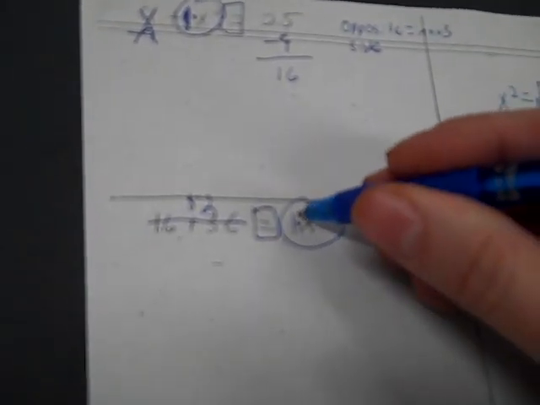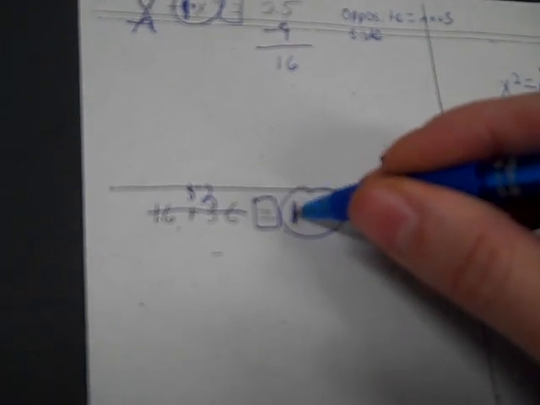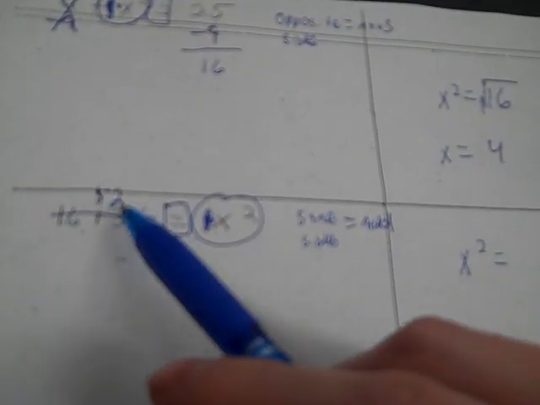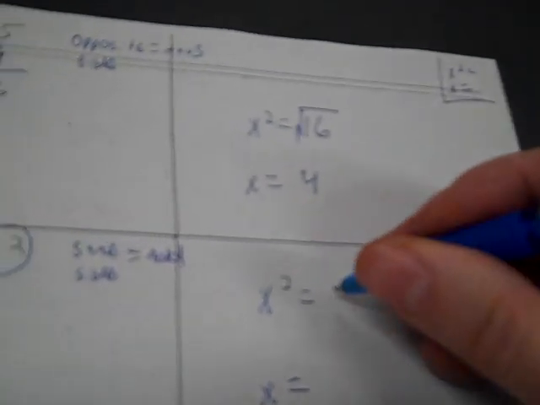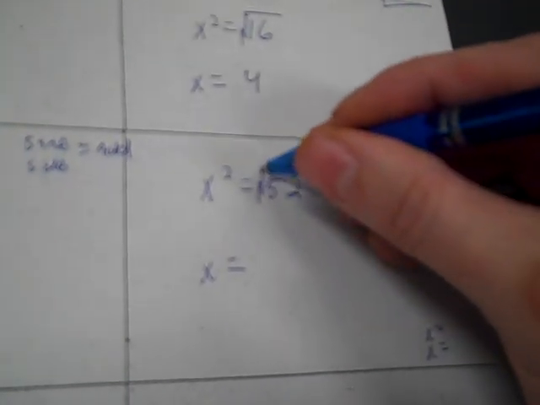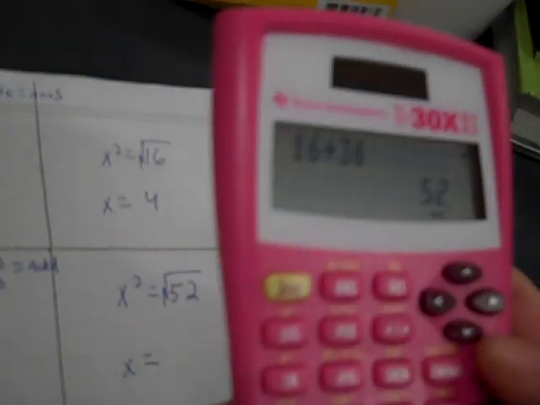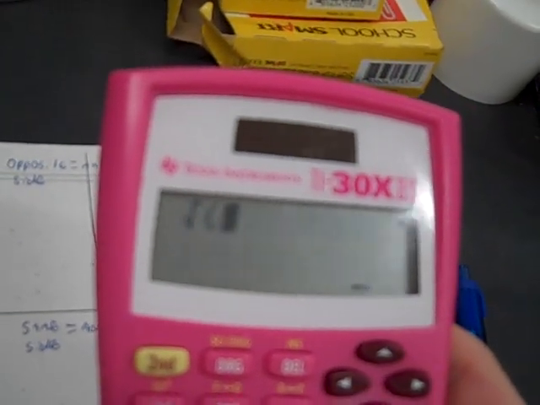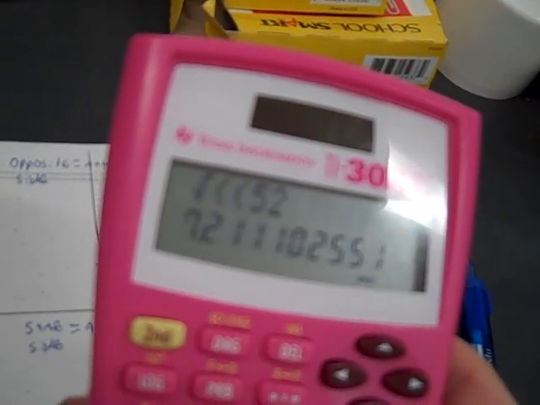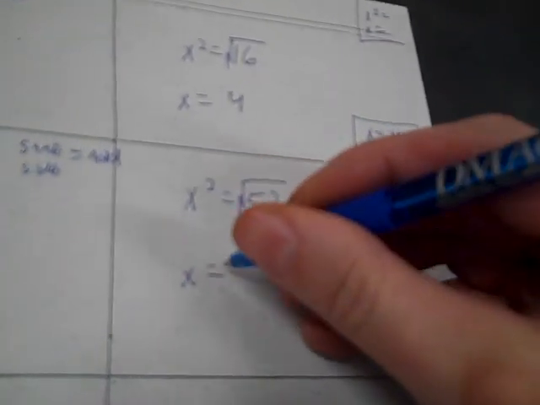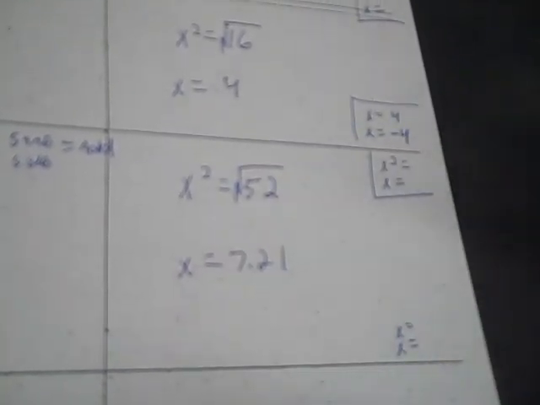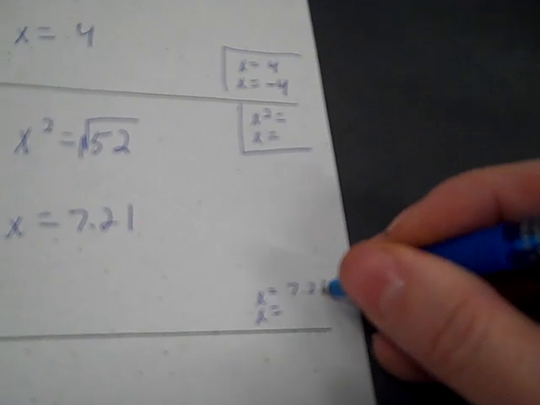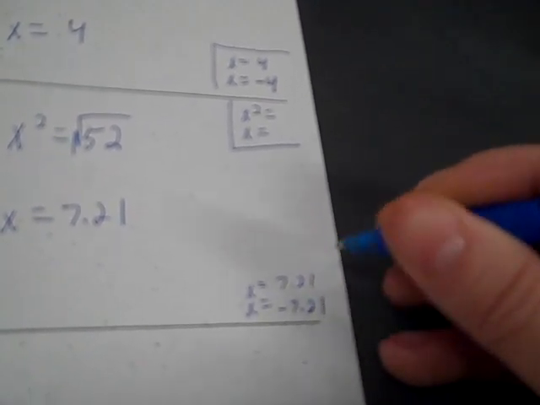You don't need the 1 in front. You can get rid of that. And then 52 equals x to the second. So I put 52 over here. And then to find the number times itself that's 52, I find the square root of 52 on my calculator. So I go second and then fourth key up, 52, 7.21. So my two answers are 7.21 and negative 7.21.